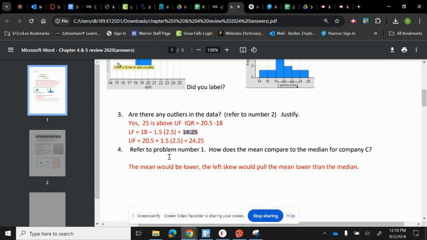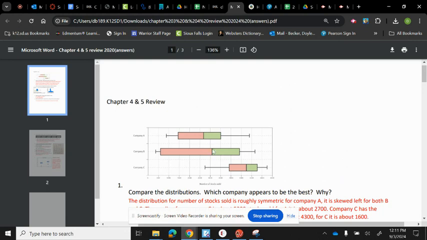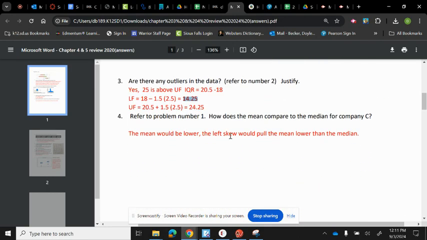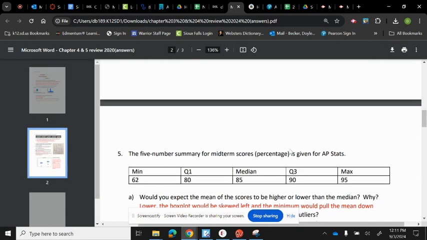It says to problem 1, how does the mean compare to the median for company C? So if we look at company C, the median is here at about 5,200, give or take 5,250, something like that. Well, since it's skewed to the left, the mean would be lower because of the skew. So that's what this question is about. The mean would be lower because the skew left would pull the mean down. The median resists change. You have to remember, so if it's skewed right, it gets pulled up. If it's symmetric, it would stay the same.